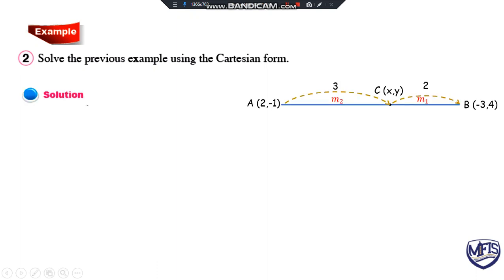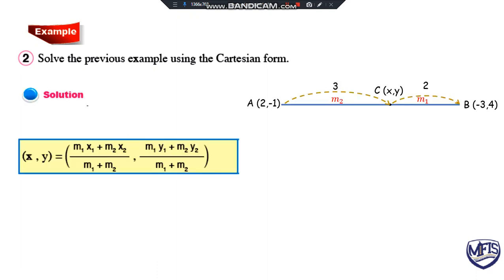By Cartesian form, we can use the rule: x and y, which represent the point C, equal (m1 x1 plus m2 x2) over (m1 plus m2) and (m1 y1 plus m2 y2) over (m1 plus m2). We have the point A represented by x1 and y1, and the point B represented by x2 and y2, and m1 will be 2 and m2 will be 3.